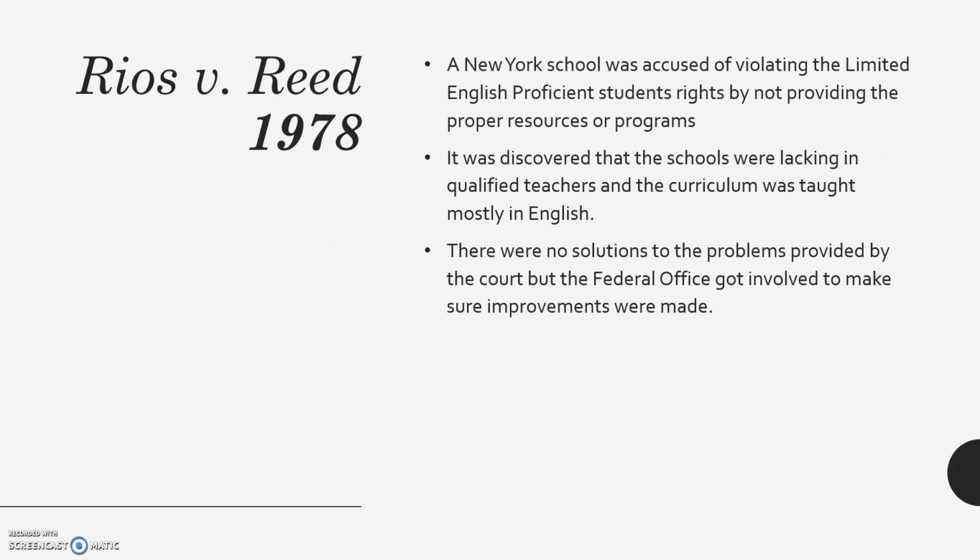Rios versus Reid, 1978. A New York school was accused of violating limited English proficient students' rights by not providing the proper resources or programs. It was discovered that the schools were lacking in qualified teachers and the curriculum was taught mostly in English. There were no solutions to the problems provided by the court, but the federal office got involved to make sure improvements were made. This offered strong guidelines for what a bilingual classroom should include.